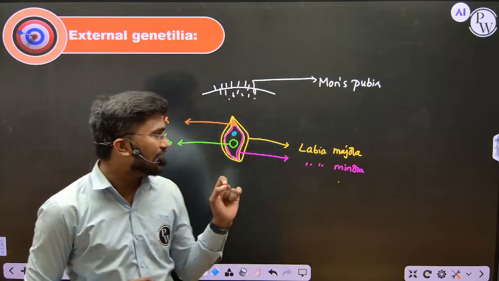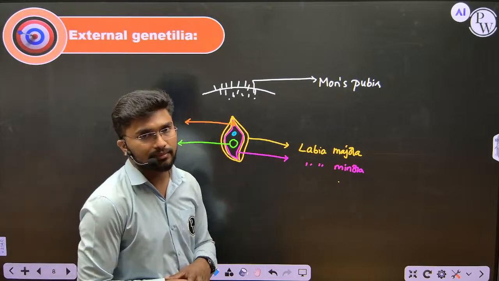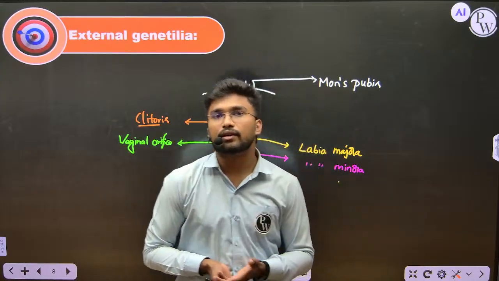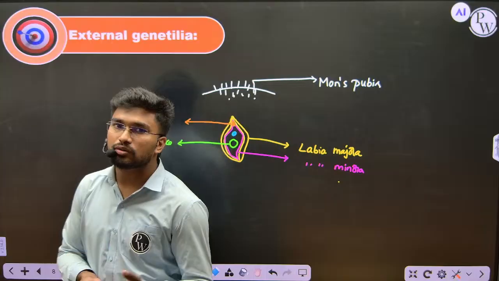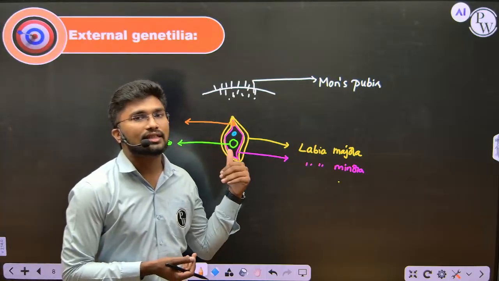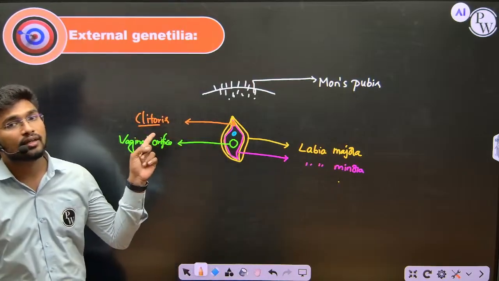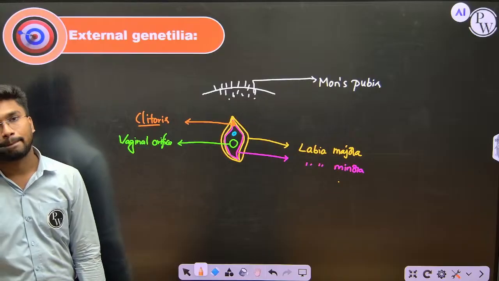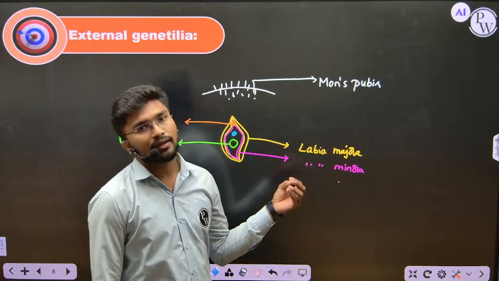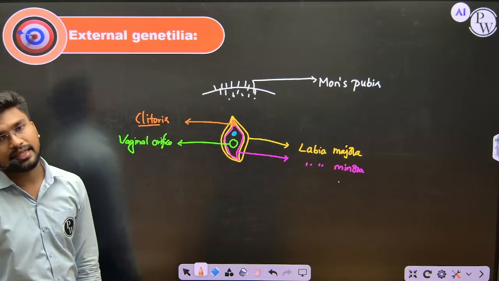Similarly, similar erectile tissue is present in the clitoris. In the female reproductive system, when females are involved in coitus, that is sexual intercourse, there is a possibility of erection of the clitoris. Why does it take place? Because it has erectile tissue. That is the reason I am telling it is homologous to the penis of the male. Labia majora is homologous to the scrotal sac of the male. Got it? So that is about external genitalia.